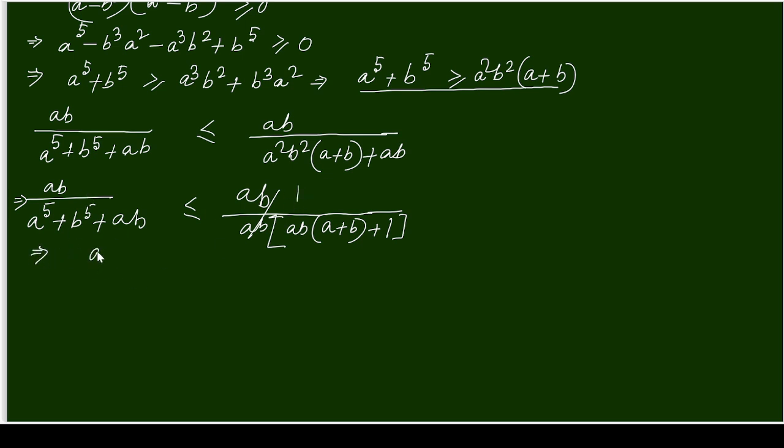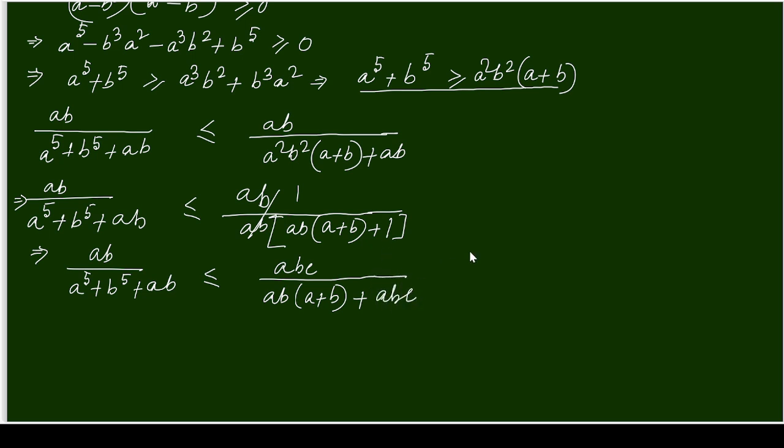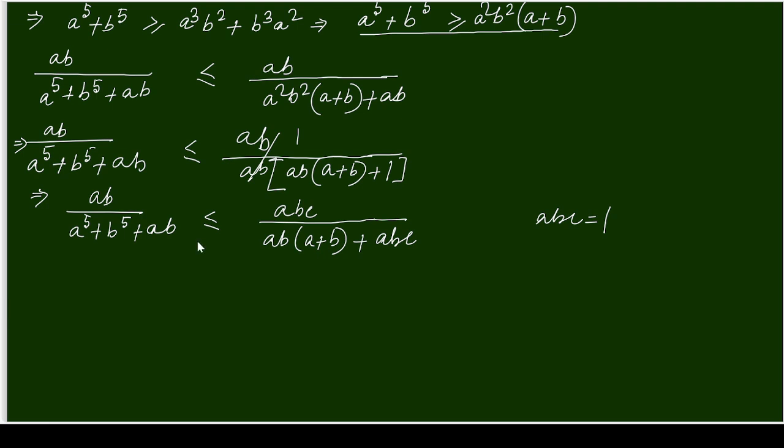So we may write AB over A power 5 plus B power 5 plus AB is less than or equal to 1. In place of 1, I'll write ABC, and here AB into A plus B, and again 1 I'll replace by ABC because it is given that ABC equals 1. From this, AB over A power 5 plus B power 5 plus AB is less than or equal to, cancelling AB, C over A plus B plus C.